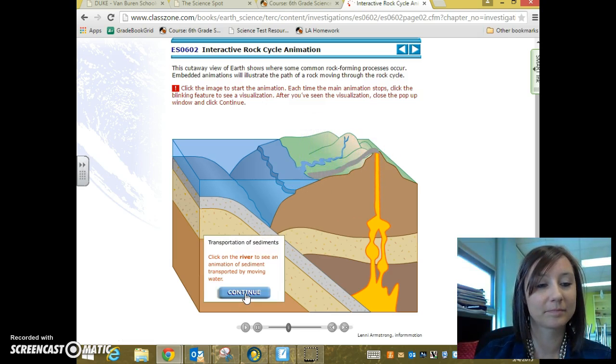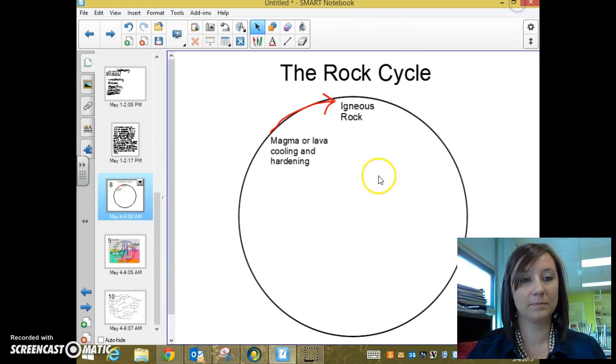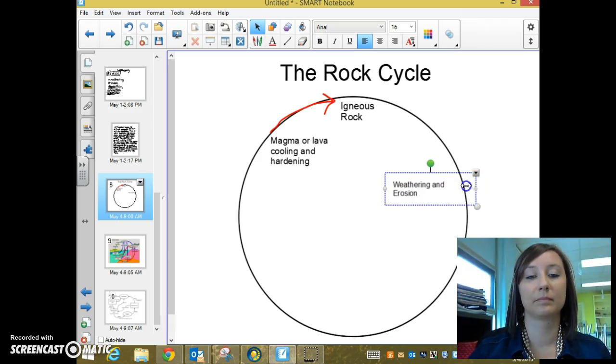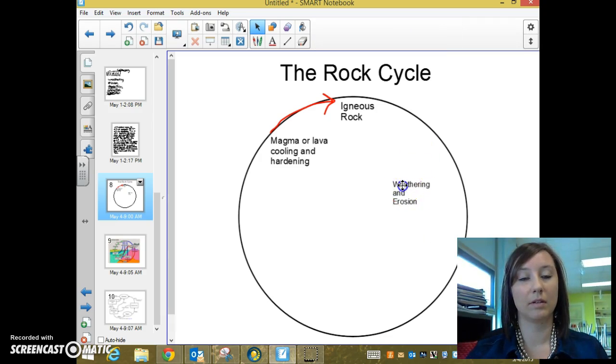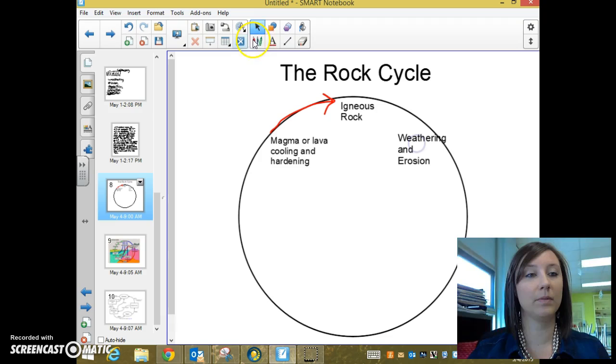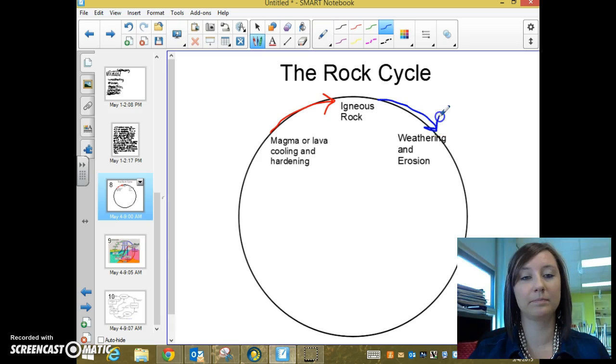So if we take a look, we have the transport of sediments also going on over here on this hill. We have a whole bunch of weathering and erosion occurring. So that's going to be our next step on our rock cycle, weathering and erosion. Okay. So weathering and erosion is going to be next. I'm going to put my arrow. I'm going to use blue going from igneous to getting weathered and eroded.